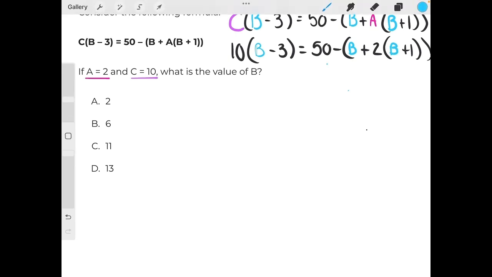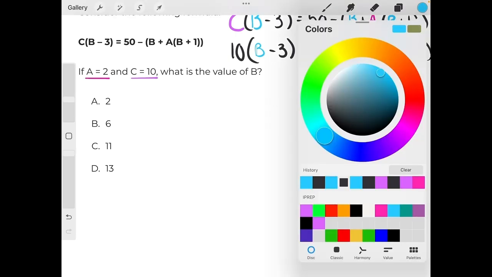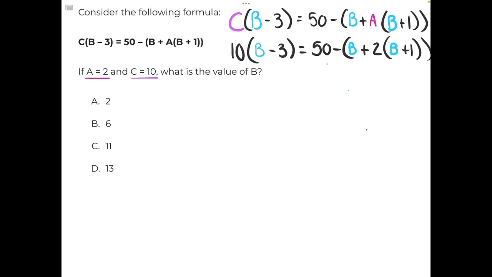So the goal is to get all of our B's combined together so that we can get them on one side of the equal sign and have our value be on the other side of the equal sign. That would be our answer. So now let's start simplifying.